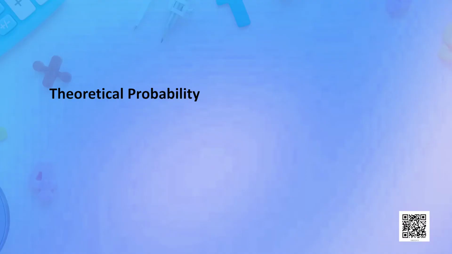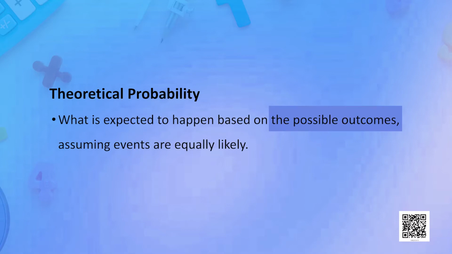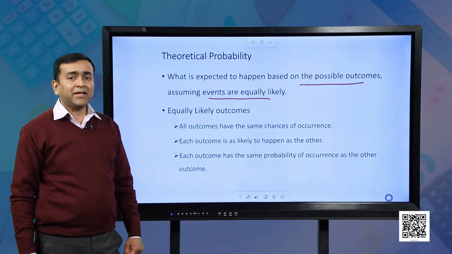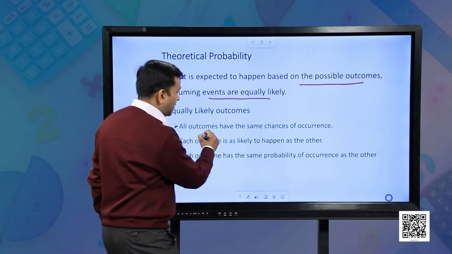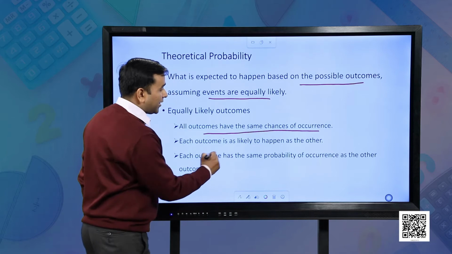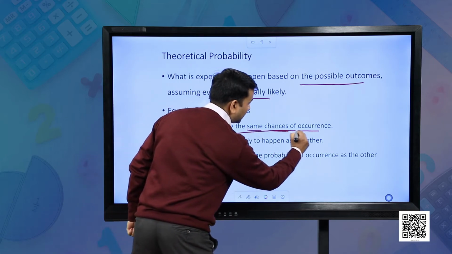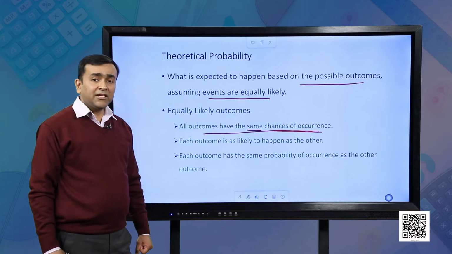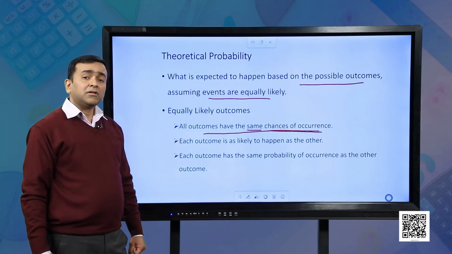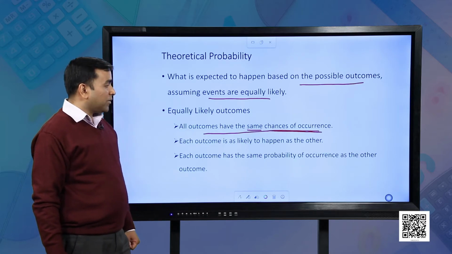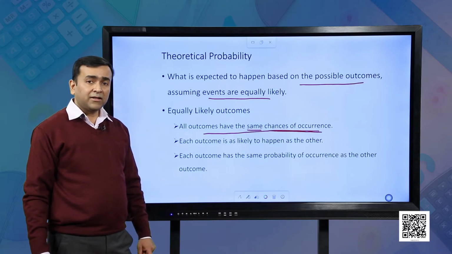Now let us understand what a theoretical probability is. The theoretical probability is based on possible outcomes of an event which are equally likely to happen. So what do you mean by equally likely events? Equally likely events are those events whose outcomes have the same chances of occurrence. So kindly note the phrase same chances of occurrence. That means each outcome is as likely to happen as the other, and so the probability of each outcome is same as the probability of another outcome.